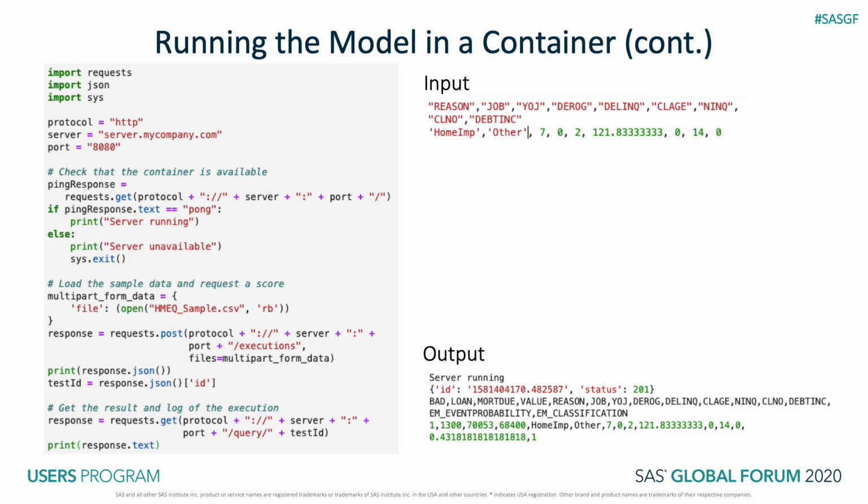Here is a simple Python program showing execution for a single row of data. The web service call can take many rows at one time. The amount of data is only limited by the amount of memory allocated to the container. The Python program reads the input data from a CSV file, which is passed to the executions endpoint. No specifics of the model are needed for running the model. Results are retrieved using the query endpoint, and run logs are available by using the log endpoint.